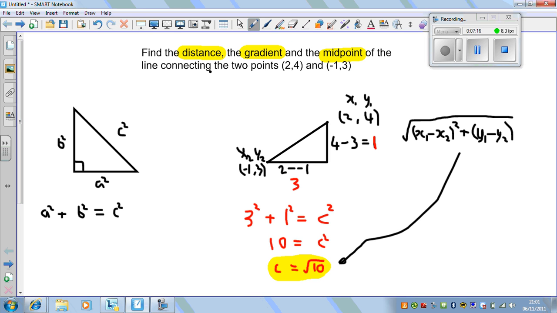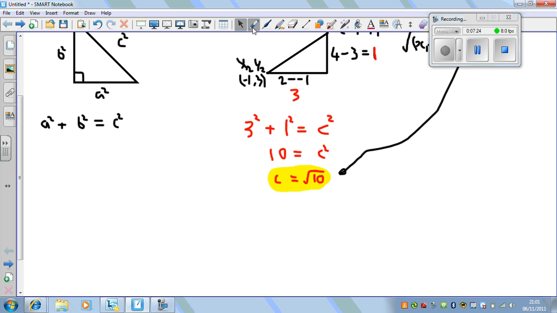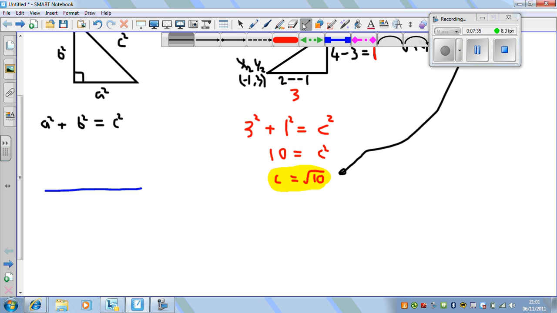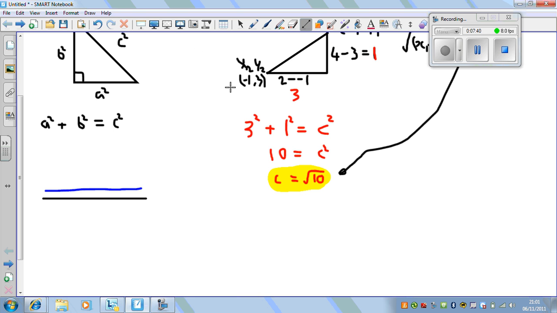The gradient now. The gradient is a measure of a line's steepness. Let's just recap a few things there. Let's get some lines. A horizontal line has a gradient of 0. I'm usually going to call that the gradient of 0.